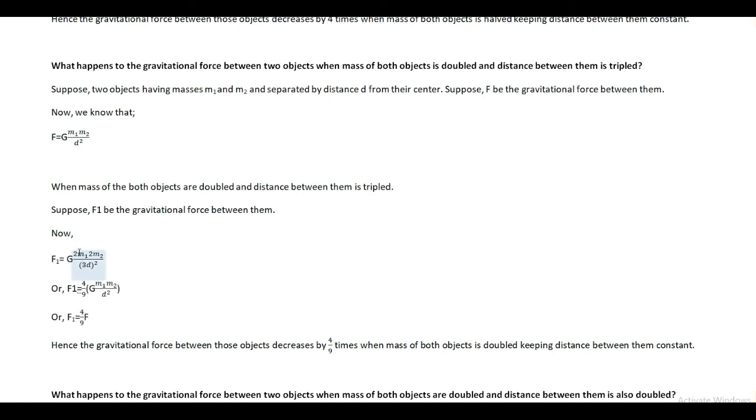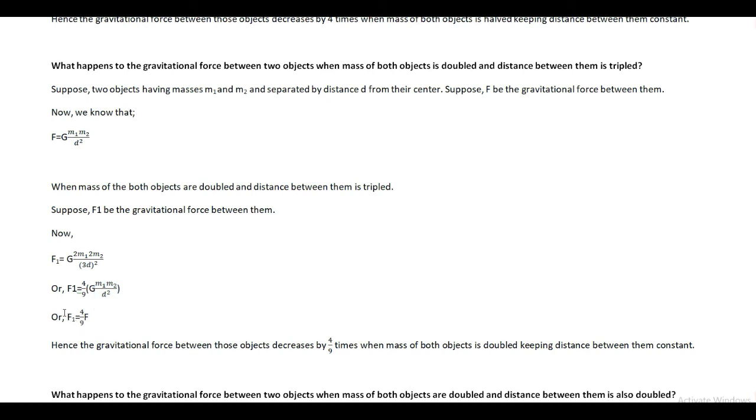Then since the question has said mass of both objects are doubled, we have written in the place of m1 and m2, 2m1 and 2m2. And since the question has said distance between them is tripled, in the place of d square we are writing 3d whole square. Then we can multiply 2 into 2, it is 4 in the numerator, and 3d whole square will be 9d square. So 9 is in the denominator, so we are writing directly here 4 by 9. Then inside the bracket it will remain only G m1 into m2 by d square.